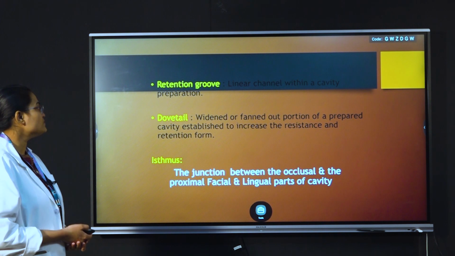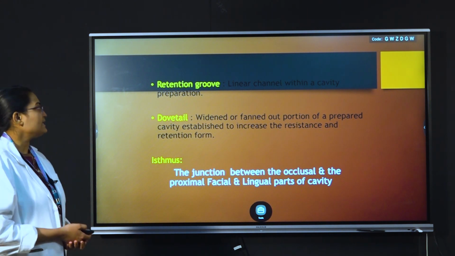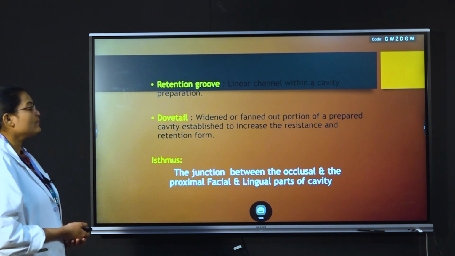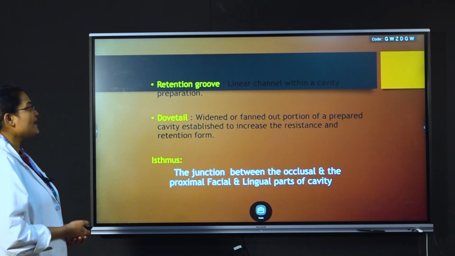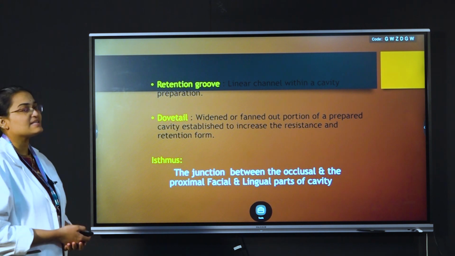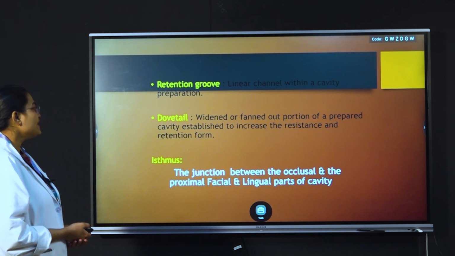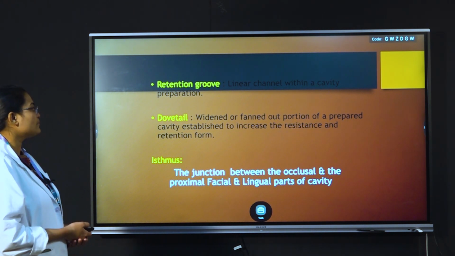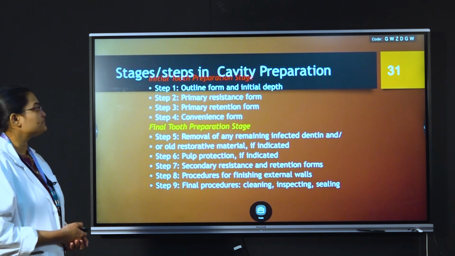Similarly, retentive grooves, dovetails and isthmus. Dovetail is very important for retention. It is a widened or fanned out portion of a prepared cavity which is established to increase the resistance and also the retention form. Isthmus is a junction between the occlusal and the proximal parts of the cavity.